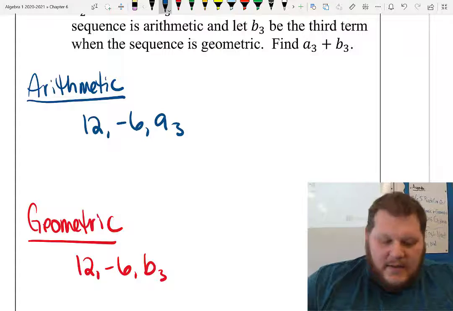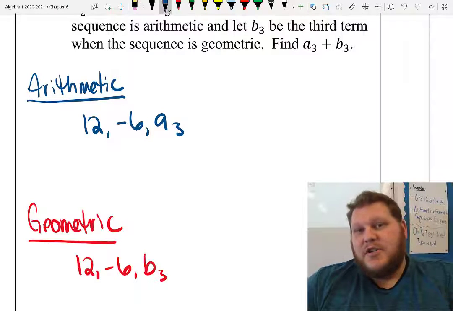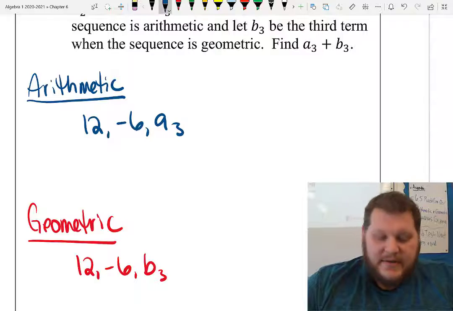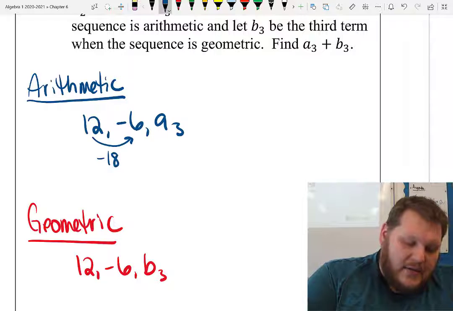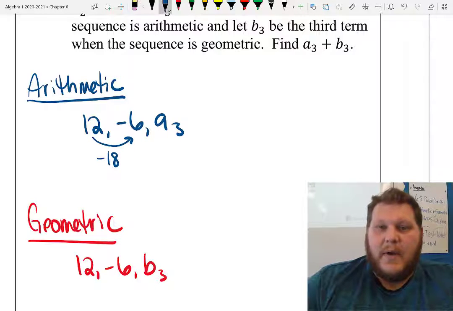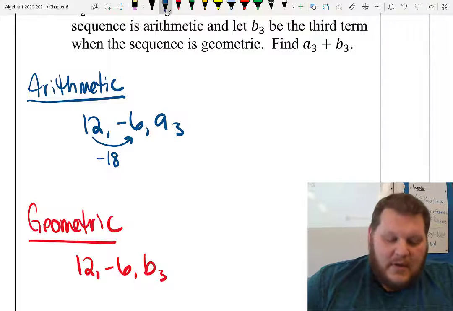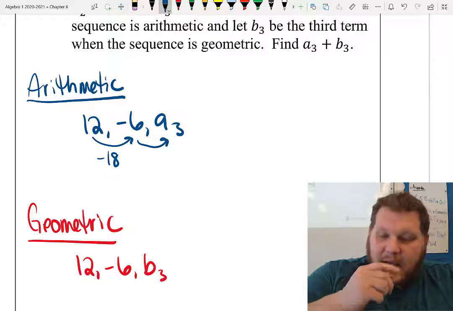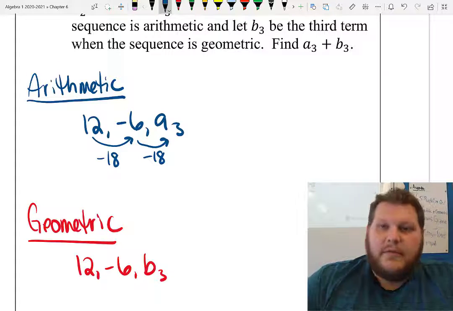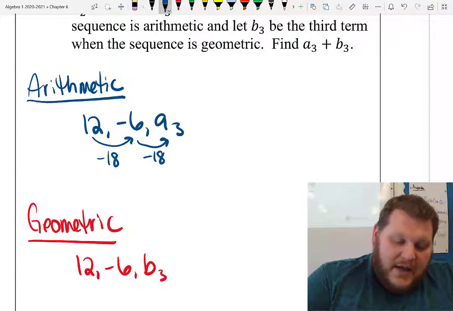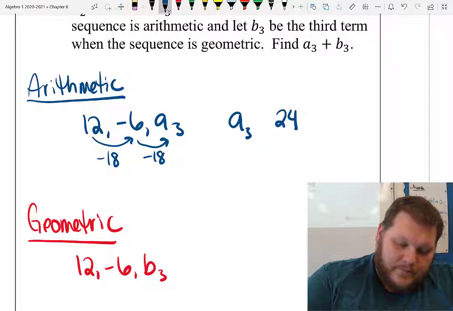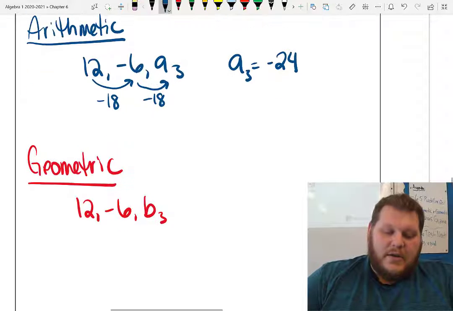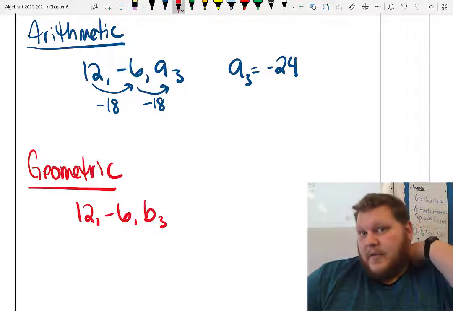Starting with our arithmetic side of things, if it's arithmetic, remember that means we have an addition or a subtraction to get from one term to the next in my sequence. To go from 12 down to -6, we would have to subtract 18. 12 minus 18 would give me -6. So that means I would find A3 by subtracting 18 from -6. So we should get that A3 is -24.